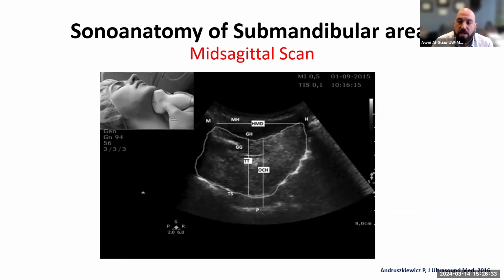And this one is how you get what is called the hyomental distance. So you put the curvilinear probe in the submandibular area, and then you look in the center, and we will find the tongue, and then these bony structures with a hyperechoic structure that has posterior acoustic shadow, and then you measure the distance between the mandible bone and the hyoid bone. And then for the tongue thickness, you just measure the hypoechoic muscle that is shown in the picture here, and this is how you can get this hyomental distance and the tongue thickness.